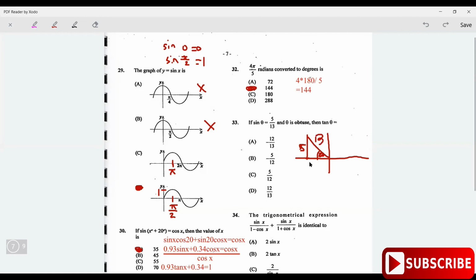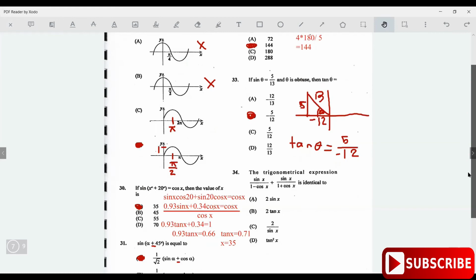Then for the tan of theta, this side down here must be negative 12. And so that means the tan of theta is opposite over adjacent, so the tan of theta is 5 over negative 12, because we're in the second quadrant. 5 over negative 12, option B, sorted.